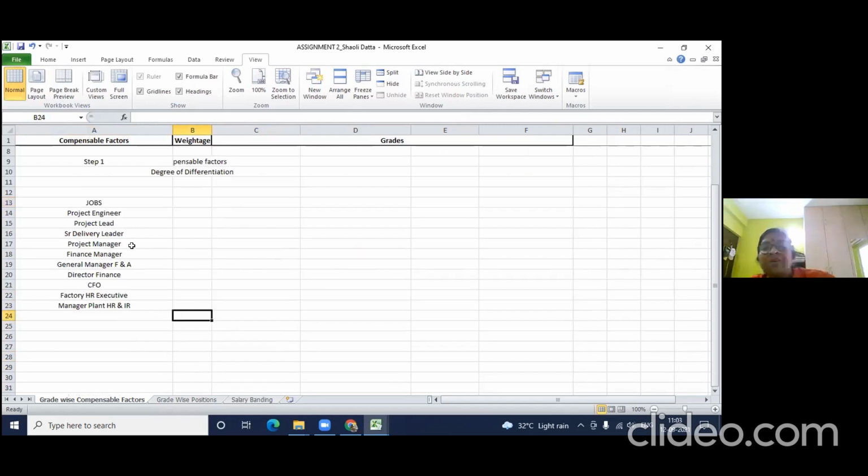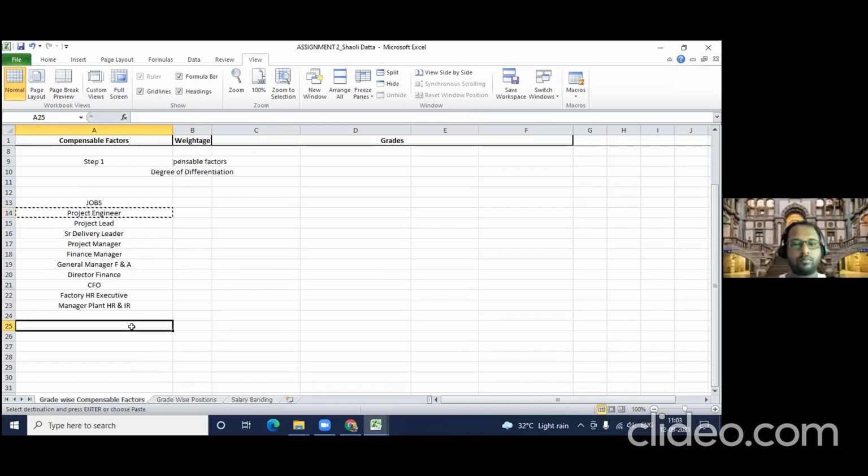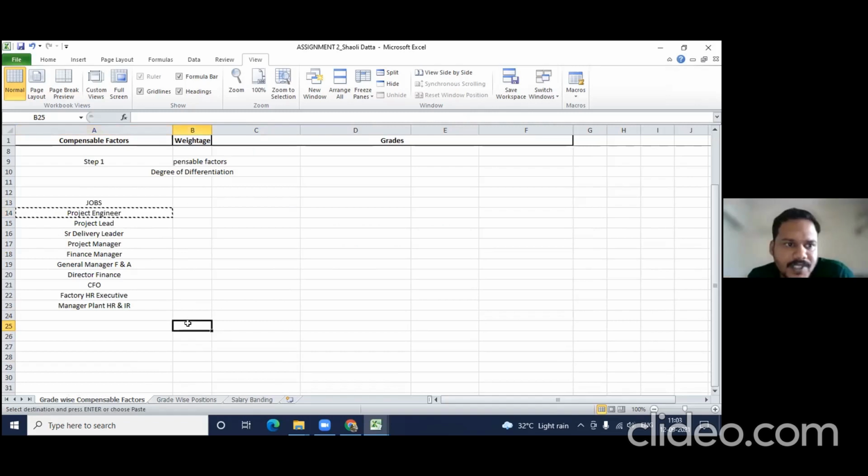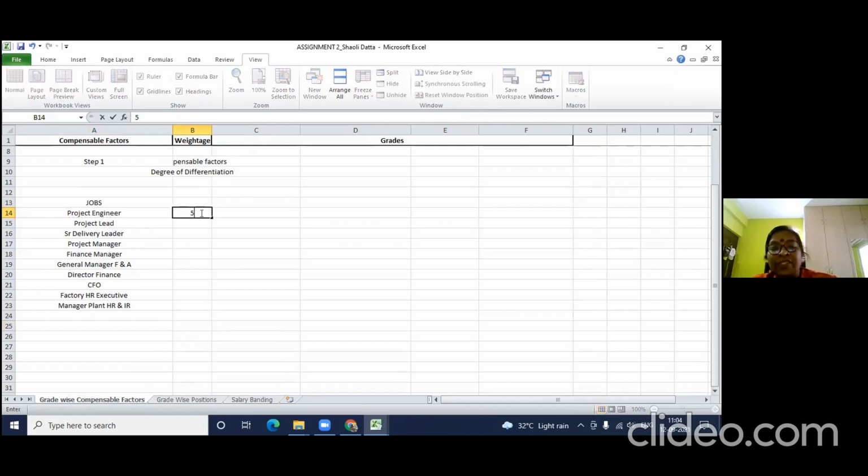Now start writing all the points for those 4 compensable factors. It will become easier. Take another column. Against the project engineer, go to the next column. Now write 50 plus whatever you have assigned, plus whatever you have assigned. So you should have 4 compensable factors and then total it up.